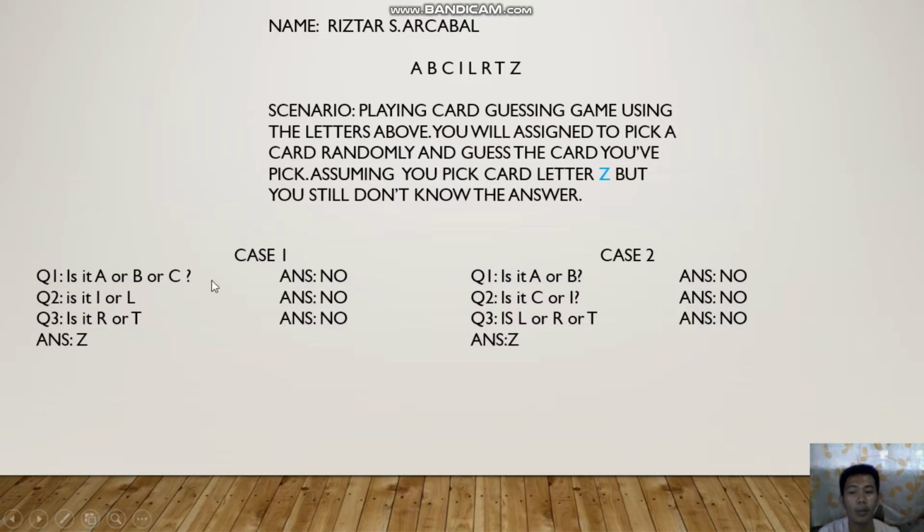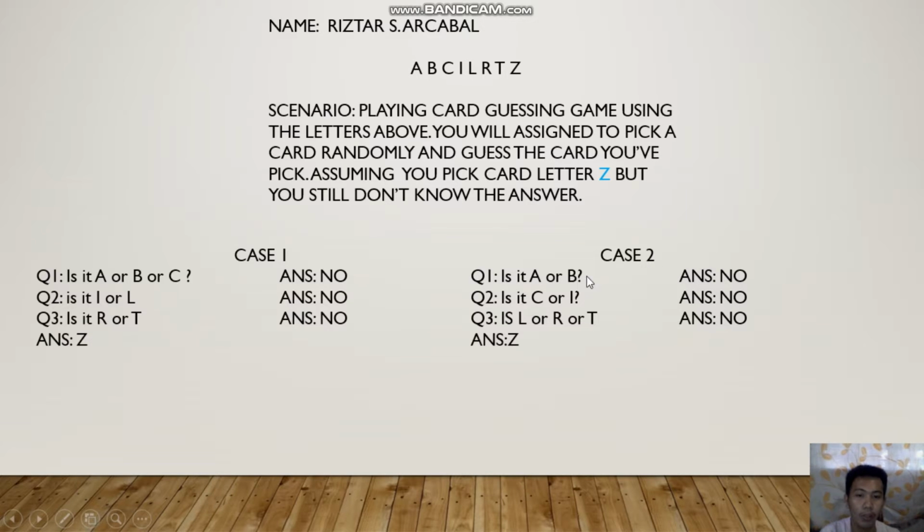My answer is no. You will ask again, is it I or L? My answer is no. And is it R or T? My answer is Z. So your answer is Z. Given the above questions, you asked 7 letters and my answer is no, so you will derive that the card you picked is letter Z.